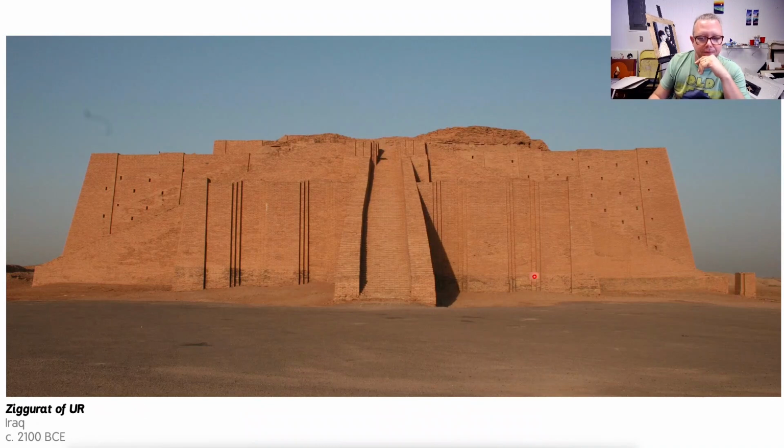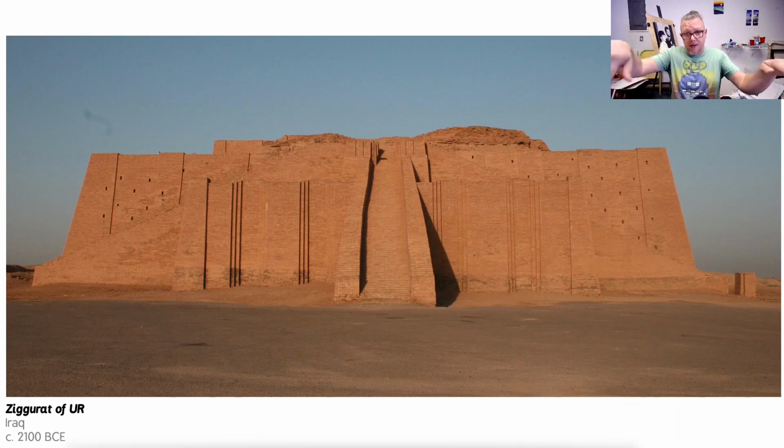The most prominent feature of any Mesopotamian city would have been the ziggurat. This, in particular, being the Great Ziggurat of Ur, as it's often called, that is located in present-day Iraq, and would have been built circa 2100 BCE. A ziggurat is sort of a terraced brick pyramid. Terraced means it's in stacked layers, and each layer is a bit smaller than the one below it, so that terraces are created on the way up.